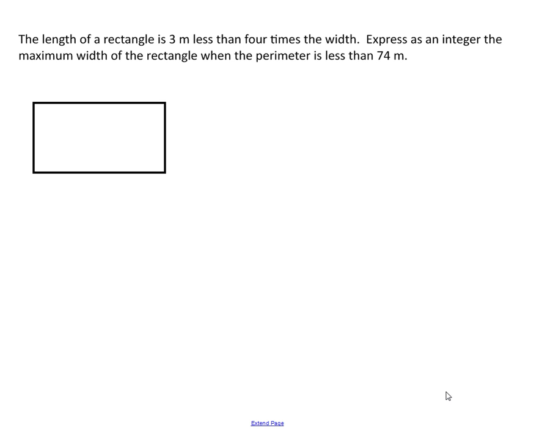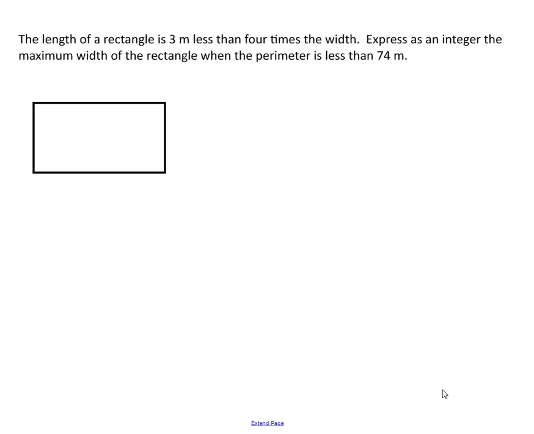Let's talk about some of the applications of these inequalities and how this is going to work. So we've got a situation here. We're told that the length of a rectangle is 3 meters less than 4 times the width. And then it says further that we want to express as an integer the maximum width of the rectangle when the perimeter is less than 74 meters.